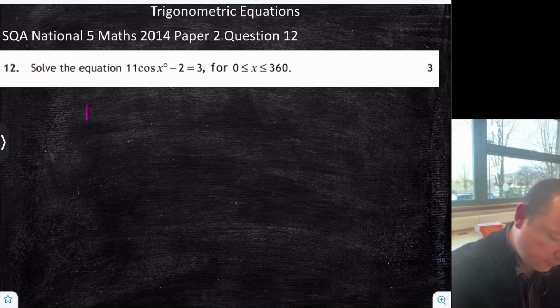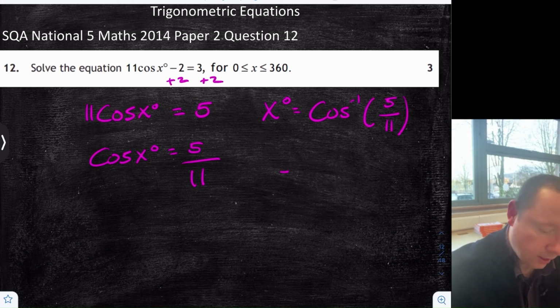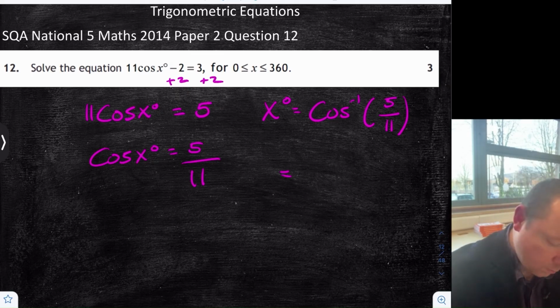If I take 11 cos x, if I add 2 to both sides, that equals 5. Divided through by 11, cos x must equal 5/11. So x is the inverse cos of 5 over 11. And this is a calculator job. You're not going to do this without a calculator. So you go to your calculator and you type in the inverse cos of 5 over 11. That gives you 62.96. So we'll just round that to 63 degrees.